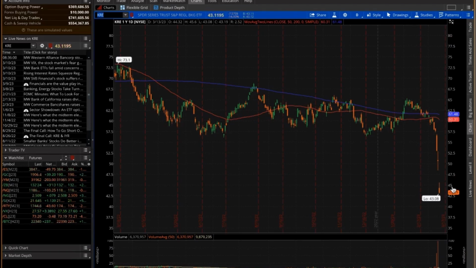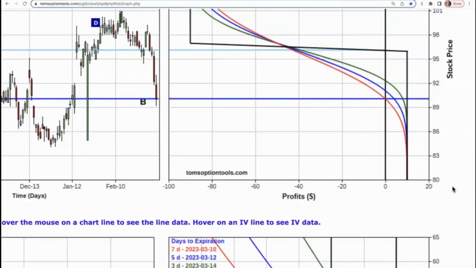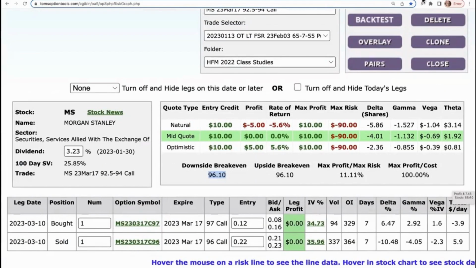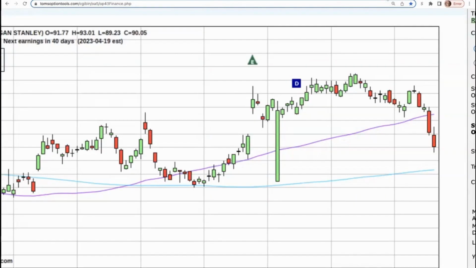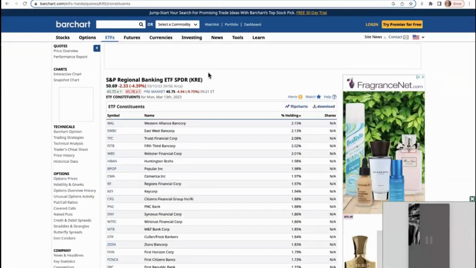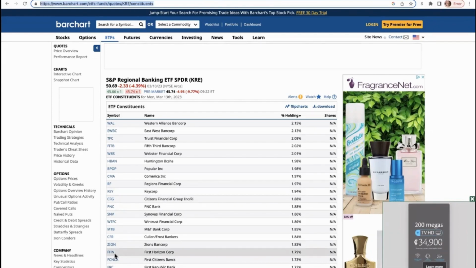So the next question you might have is, well, let's find something for right now. First off, I want to create a list of regional banking stocks. So I'm going to copy this into the chat box right now. And this is a link.